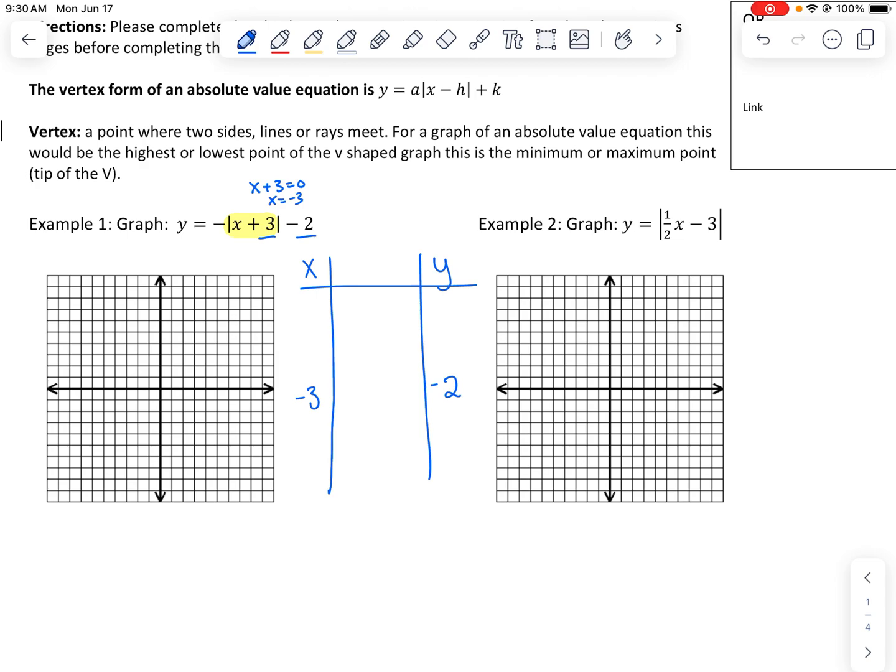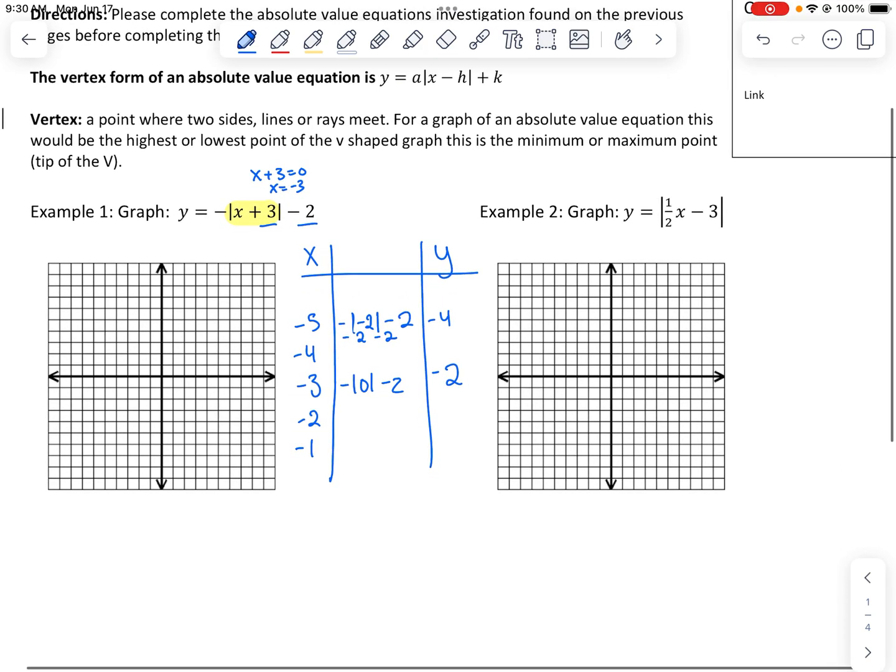We'd plug that back in, and we'd get negative absolute value of 0 minus 2. So then I'll pick some values on either side of that. So I'm going to do -4, -5, -2, and -1. I do some mental math in here, but so we have negative absolute value of -5 plus 3, so -2, minus 2. And I think, okay, well, this is really -2, minus 2 is -4. The next one I'm plugging in -4, so I have the opposite or negative absolute value of -4 plus 3, so -1 minus 2. Again, this becomes positive, so we have -1 minus 2 is -3.